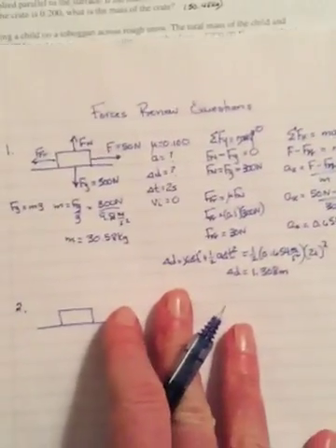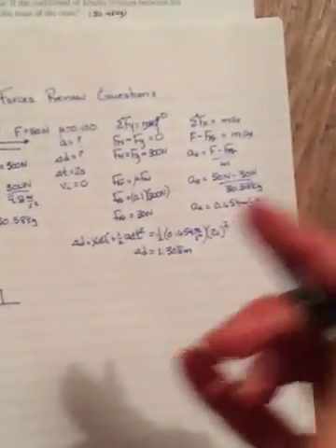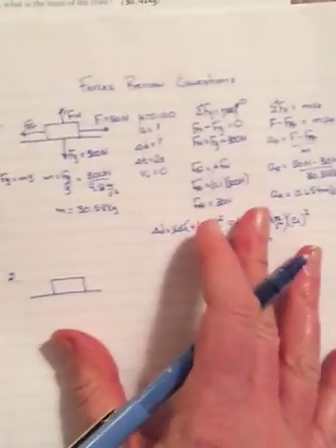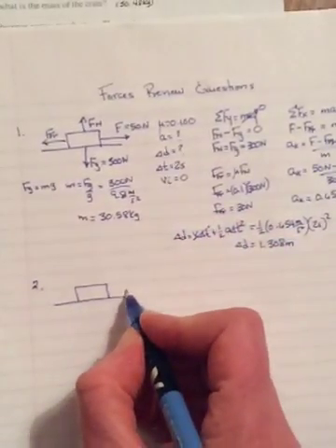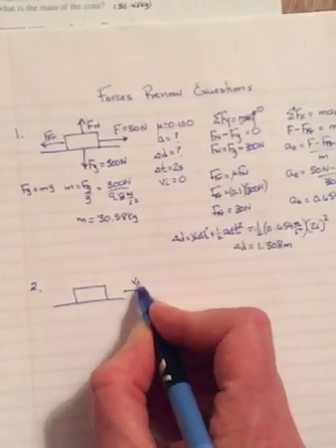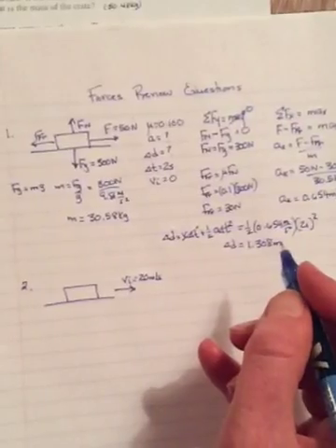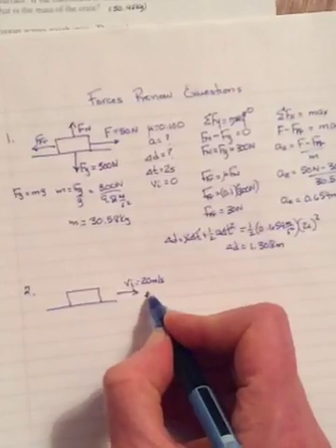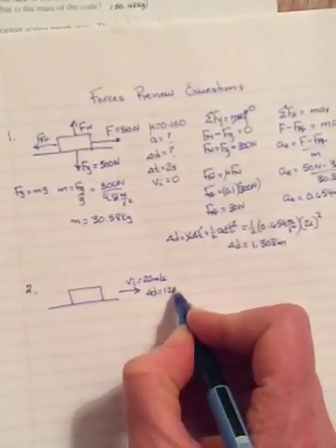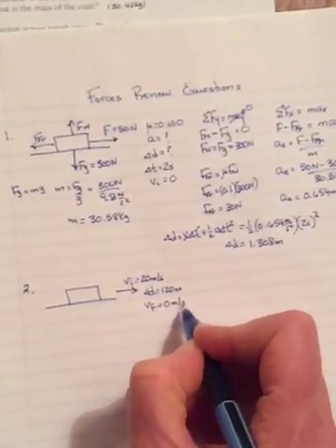Done. Number 2. Number 2 is a hockey puck. It says a hockey puck is given an initial velocity of 20 meters per second. So the hockey puck is initially going this way, VI, 20 meters per second. Then it says the puck remains on the ice and slides 120 meters. So delta D is 120 meters until it comes to a stop. So VF is 0 meters per second.